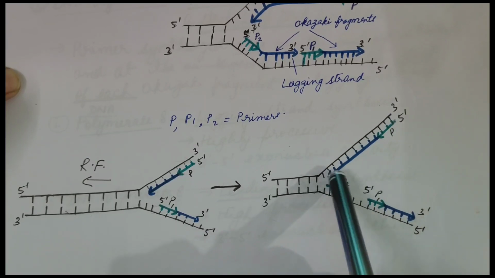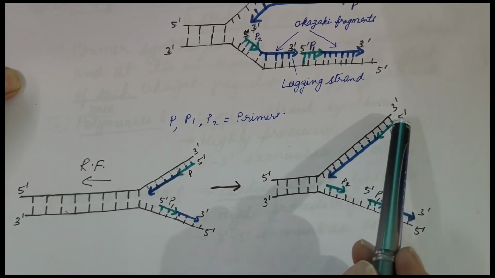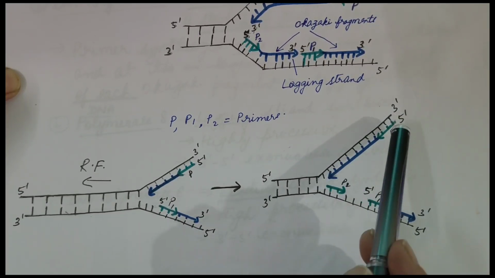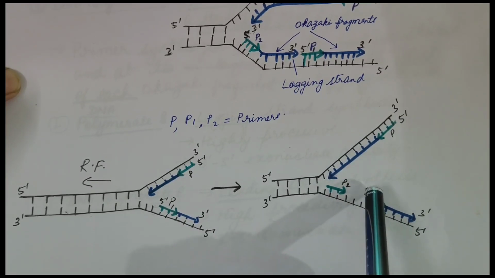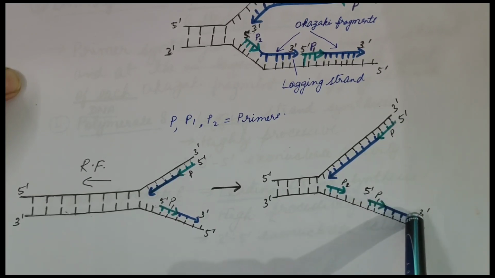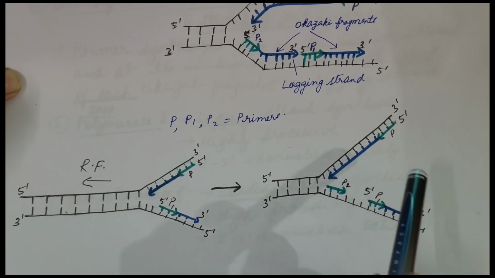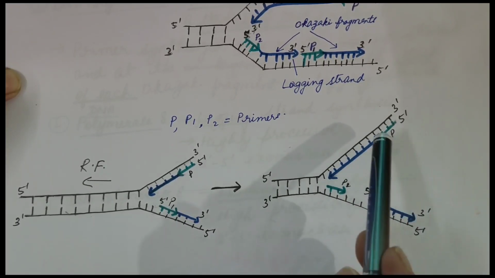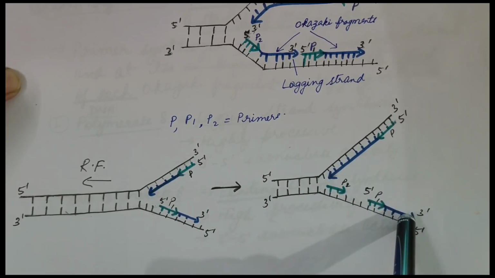Also, this strand is known as the leading strand and this strand is known as the lagging strand because synthesis of this strand starts early, and when a certain stretch of this strand is synthesized, then only a stretch of single-stranded template is available for the synthesis of this strand. Hence, the synthesis of this strand starts late compared to this strand. So, this strand lags behind this strand. So, it is known as the leading strand and it is known as the lagging strand.